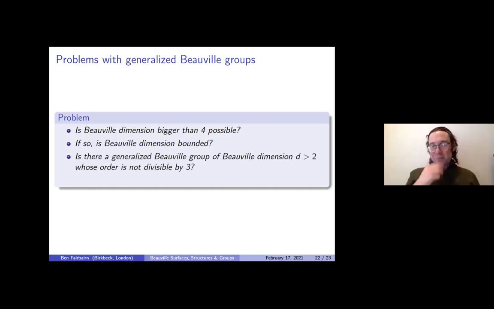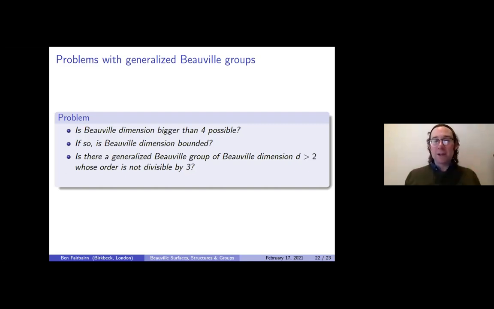Is there a generalized Beauville group of Beauville dimension greater than 2 whose order is not divisible by 3? So this is a slightly weird thing. I mentioned on the previous slide that we have examples of groups of Beauville dimension 3, and what goes on with those groups is typically you get stuff powering up to C3 cross C3. So you might naively conjecture that you first prove there definitely is a C3 cross C3 in there, and then you prove that stuff has to power up to that, and that obstructs having more interesting Beauville dimension.